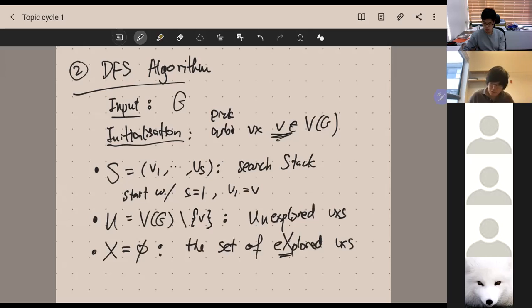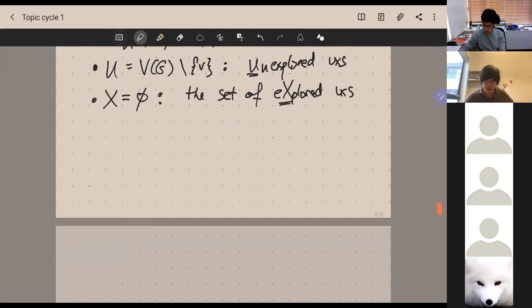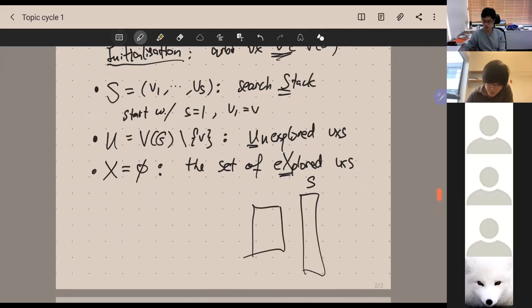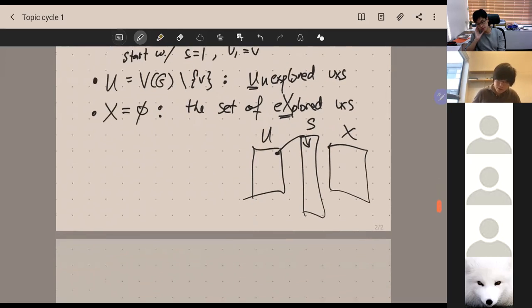So just keep these letters X, U, and S in mind. We have the searching stack. The second picture can be seen as something like this: we have our searching stack S, and on the left-hand side we have our unexplored vertices that we want to explore. Whenever we explore a vertex, we push it to the stack. And the right-hand side is the vertices that we're done exploring. So this is the initialization. Let's write down the algorithm.